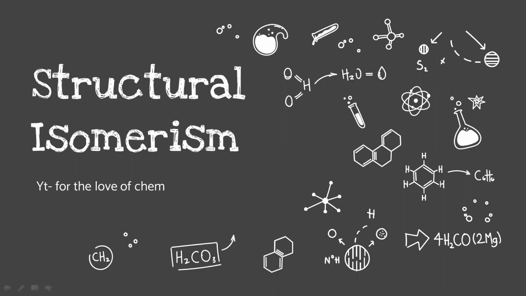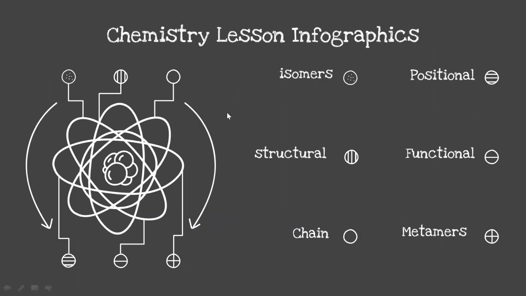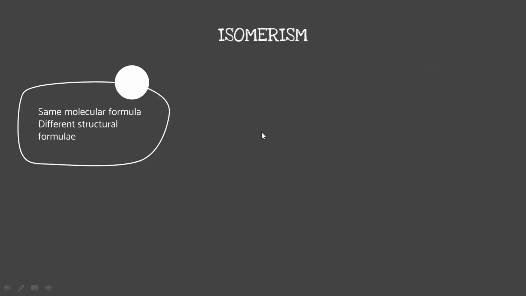Today, our topic is structural isomerism. So, what is isomerism? Isomerism is a property in any molecule. Iso means same. Mer means molecular formula. So, the compounds having same molecular formula are called isomers.